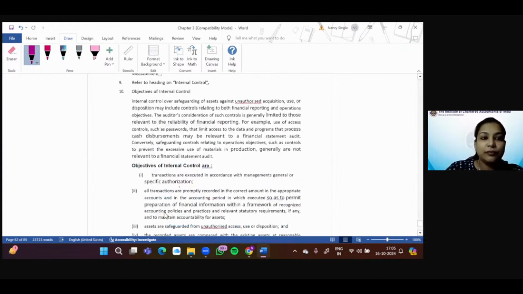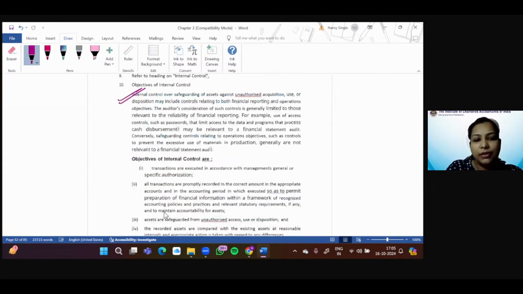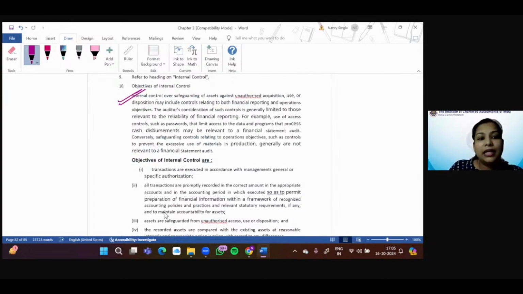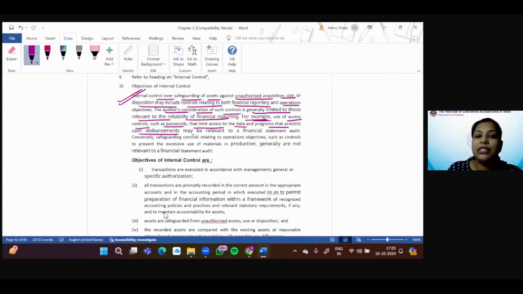So see, internal control, now I am on page number 3.83. Internal control over safeguarding of assets against unauthorized acquisition, use, or disposition may include control relating to financial reporting and operations. The auditor's consideration of such control is generally limited to those relevant to reliability of financial reporting. For example, use of access controls such as passwords that limit access to the data and programs that process cash disbursements may be relevant to the financial statement audit.